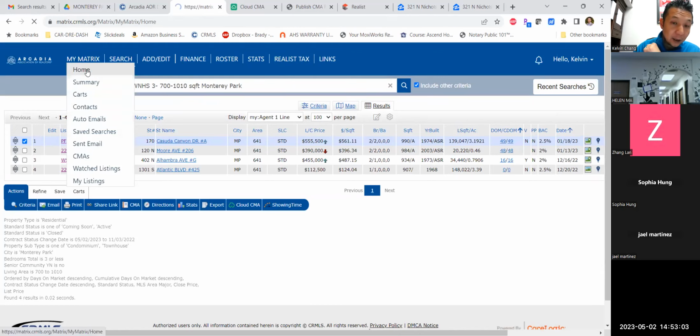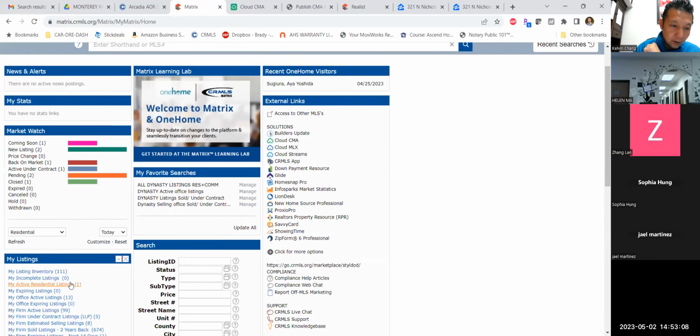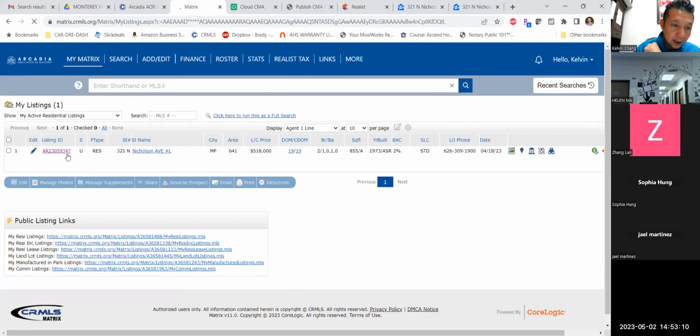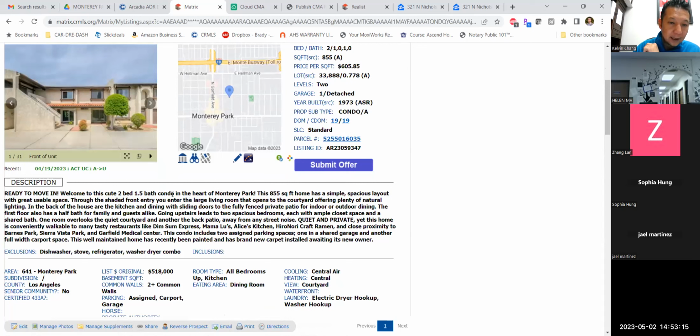And we did a good job because we're in escrow at 538. If you just look at the marketing, our description really talks about the full potential. It says a simple, spacious layout, usable shaded front entry, sliding doors, indoor, fully fenced, quiet and private area, close to different restaurants and amenities like Garfield Medical and the parks. And it described a little bit what has been done, which is not much.